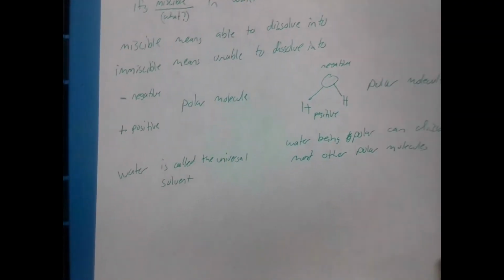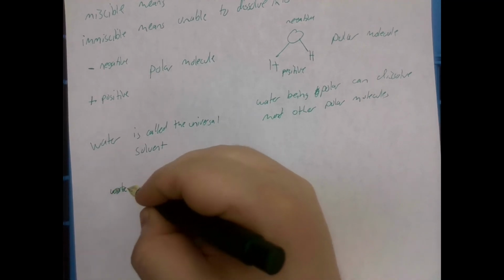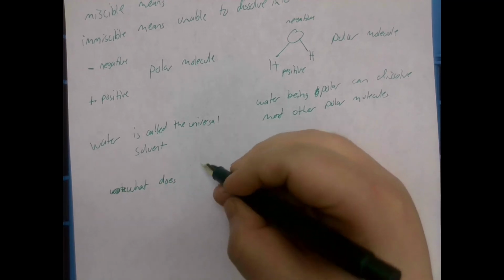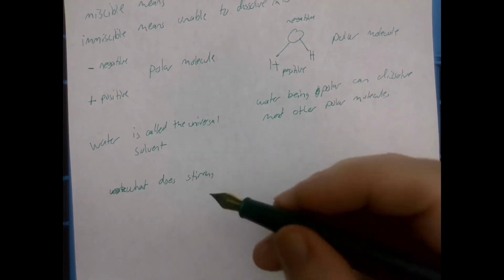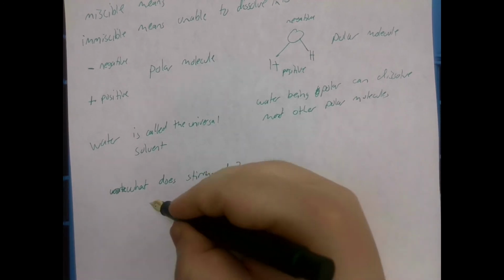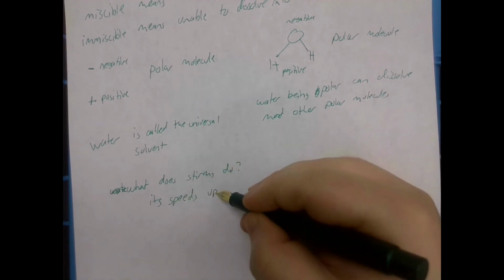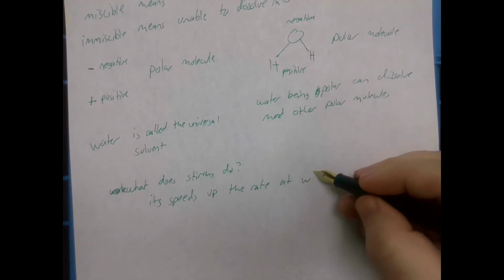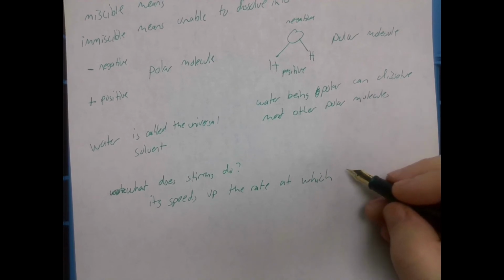So, what does stirring do? Makes it dissolve faster. That's the keyword, faster. It speeds up the rate at which it dissolves. So I could put a glass of water on a hot plate and just pour sugar in it, and eventually it'll dissolve, but if I stir it, it makes it faster.